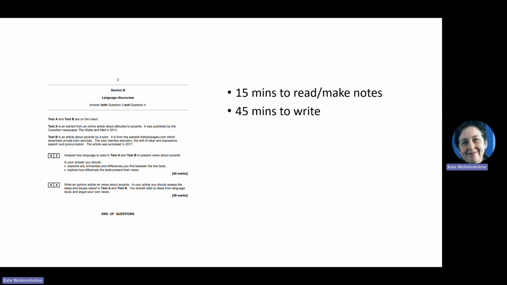You have past papers available to you. Your teacher should have given you past papers as part of your revision booklets, so you can see the kinds of things that have come up. It doesn't really matter what it's about, this is how you approach it.